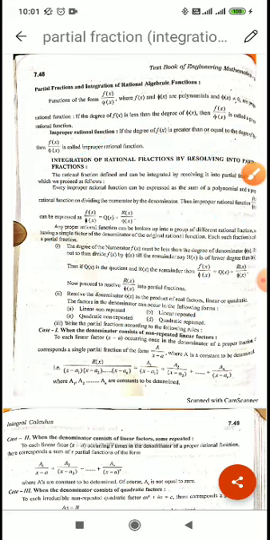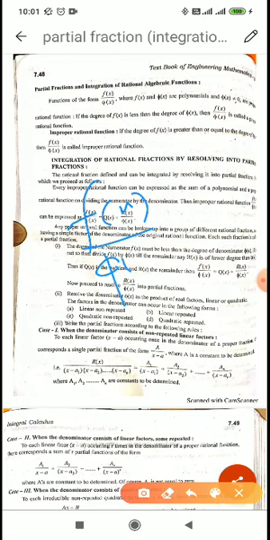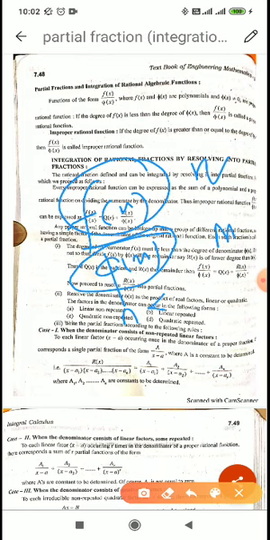So when we are solving a proper fraction, there is nothing much to do. We only need to determine the values of a and b. But if the function is in the form of f of x by phi of x, and the degree of f of x is, suppose, n, and the degree of the denominator is m, and n is strictly greater than m, then we are going to convert this entire function into a mixed fraction.